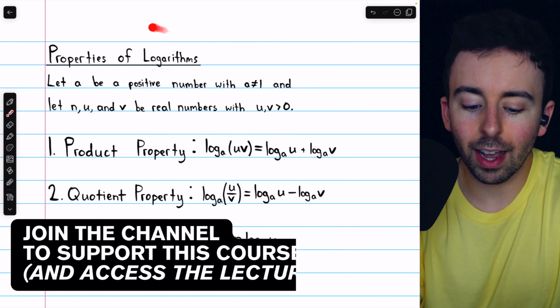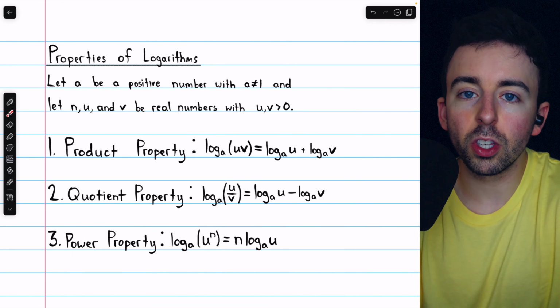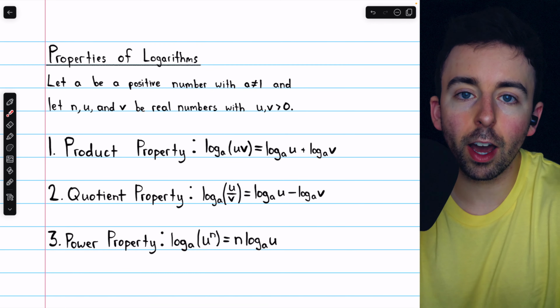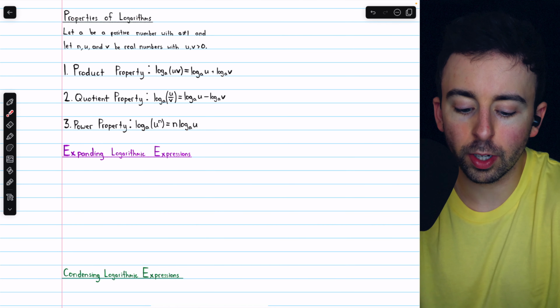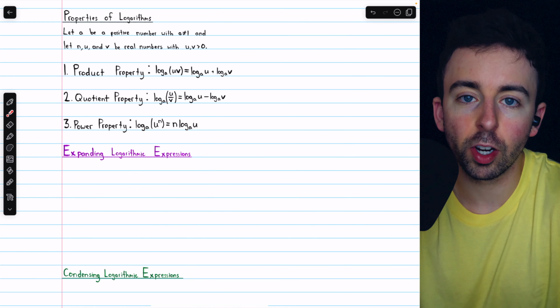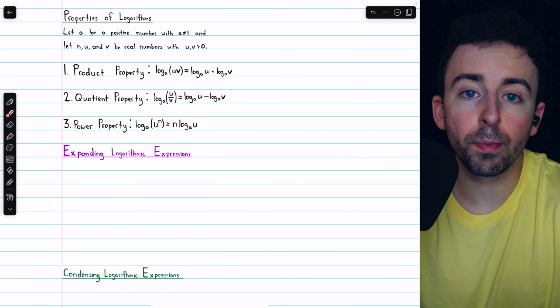We previously discussed these three properties of logarithms. It's important that you're comfortable using these properties to rewrite logarithmic expressions. Depending on the situation, you may want to use these properties to expand a logarithmic expression, or to condense a logarithmic expression. Let's go over how to do both things.